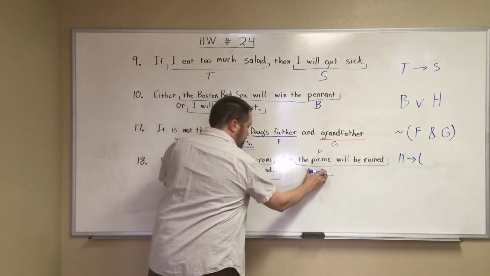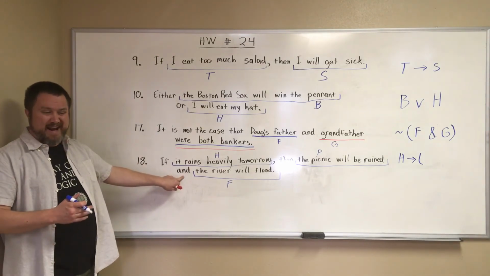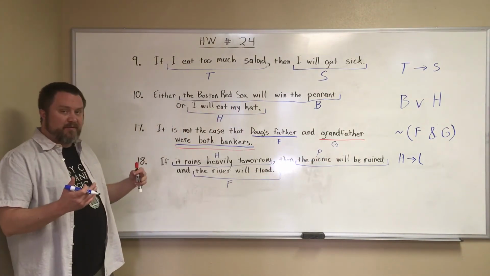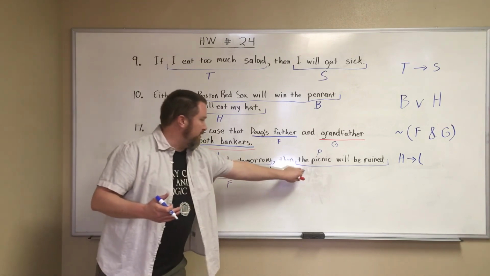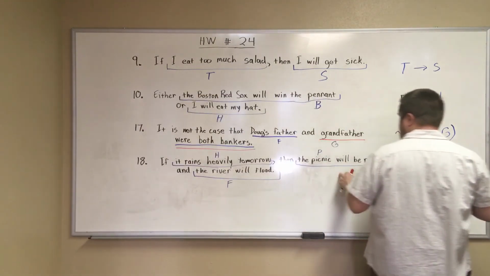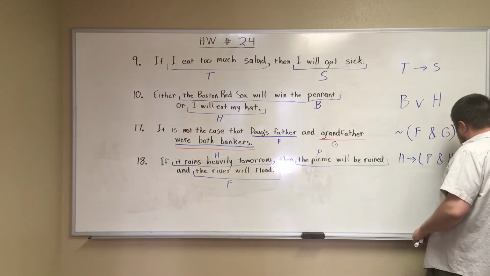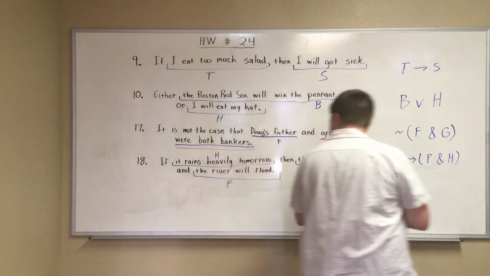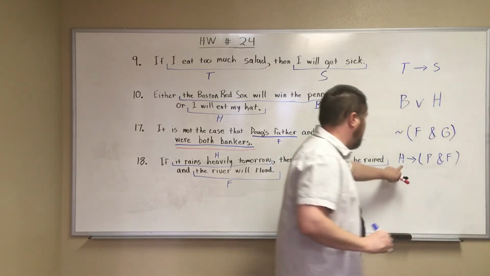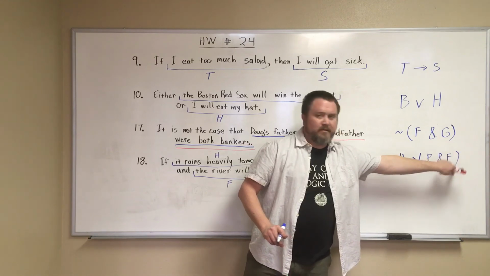But you'll notice that this second part has two different simple propositions combined by a conjunction, the word and. So it's saying that the picnic will be ruined and the river will flood. But both of those are combined, and that's both part of the consequent to this antecedent. So we have to combine P and F. The way we do that, P ampersand F. So we have H, arrow, parentheses, P and F, end parentheses.